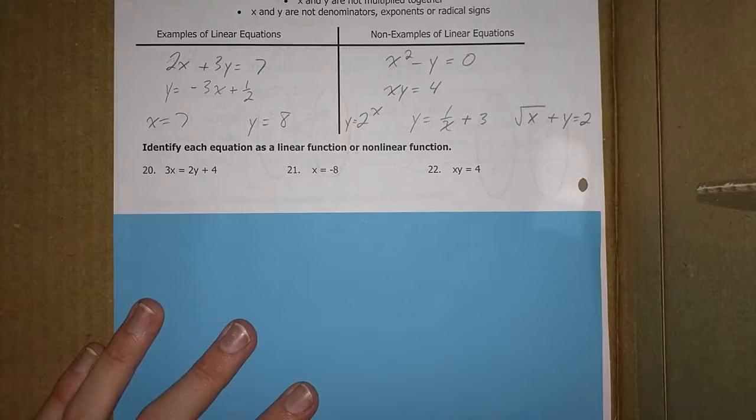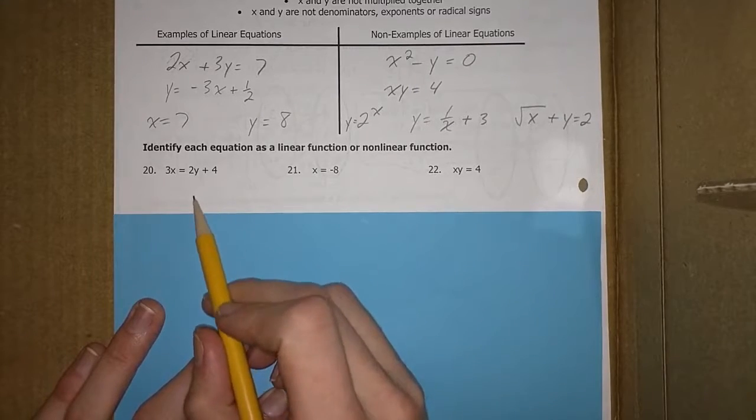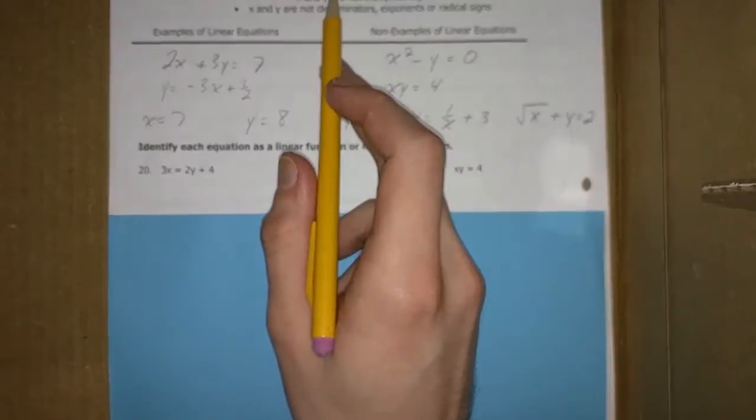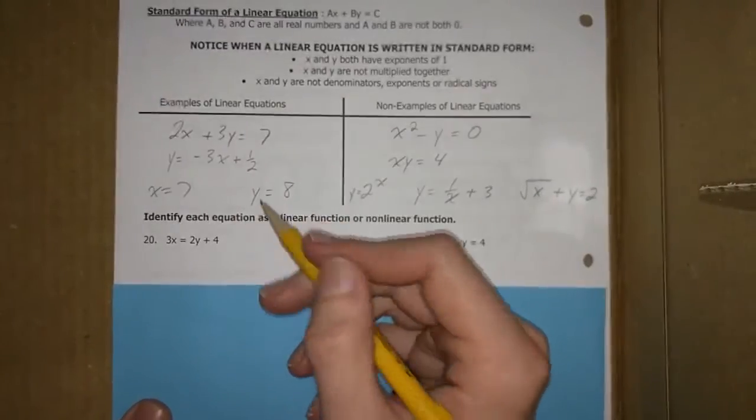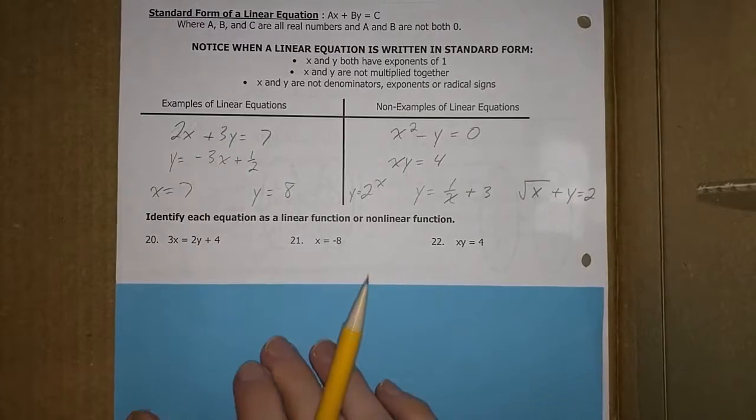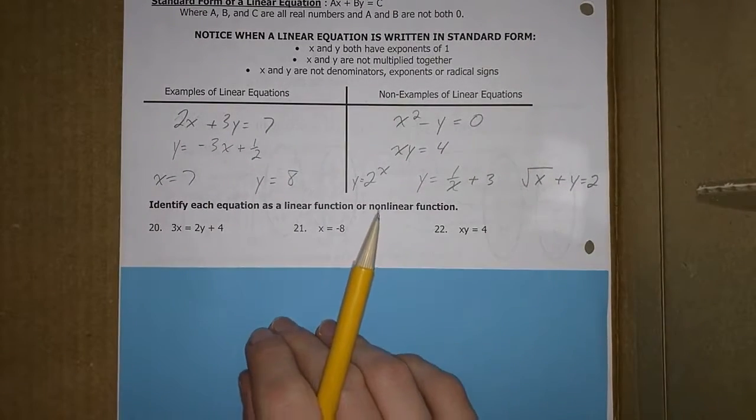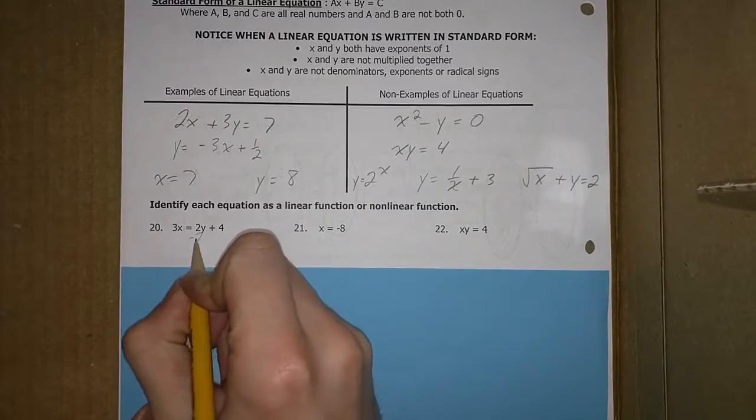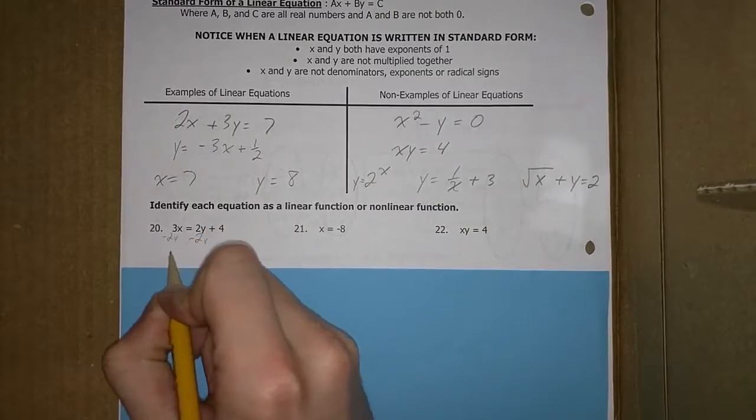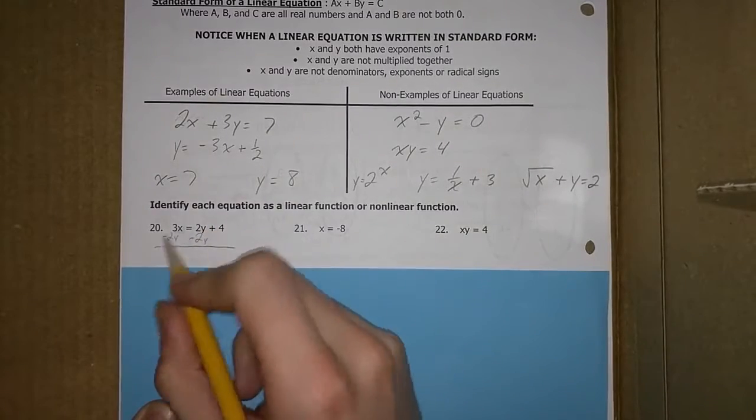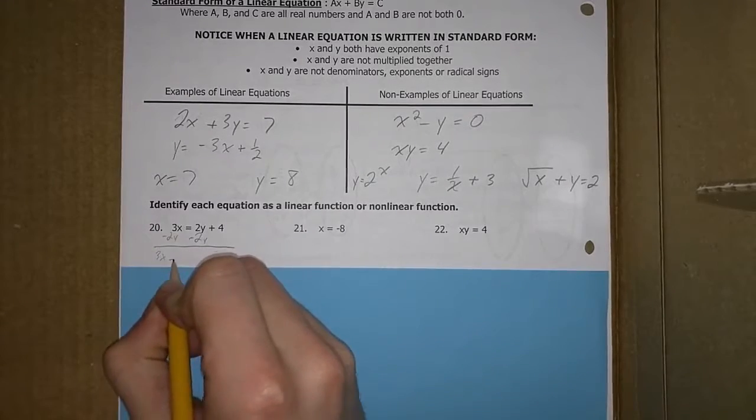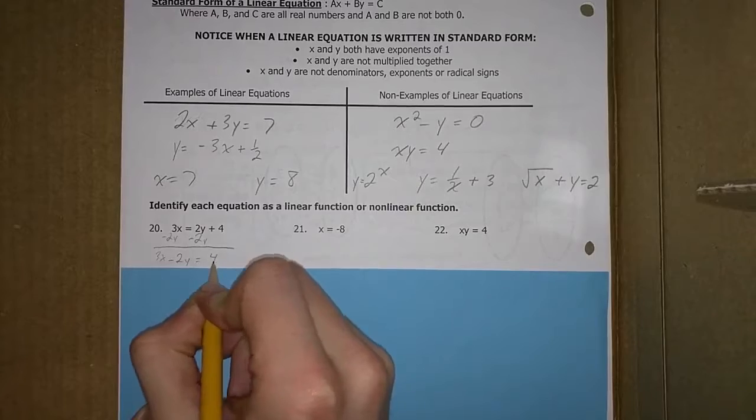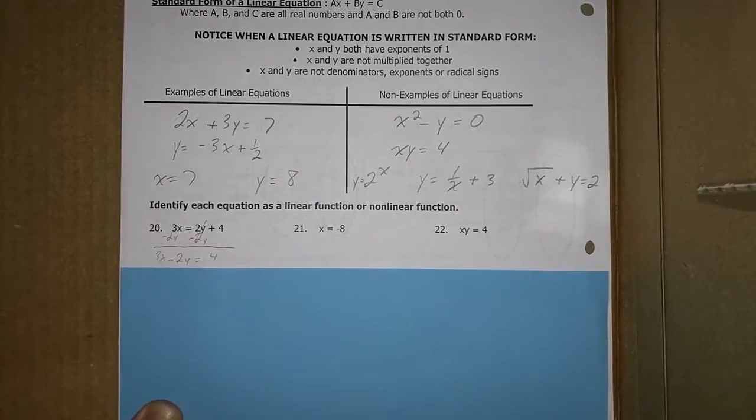3x equals 2y plus 4. Now at first glance this does not look like it's linear. Let's go back up here, ax plus by equals c. But I can make it look like that. What I'm going to do is subtract 2y from both sides. If I do it to one side, I can do it to the other, so this is perfectly legal. So I get 3x minus 2y equals 4, because that's a zero pair there.